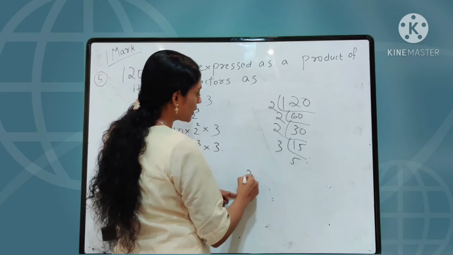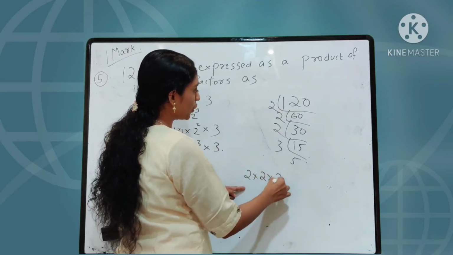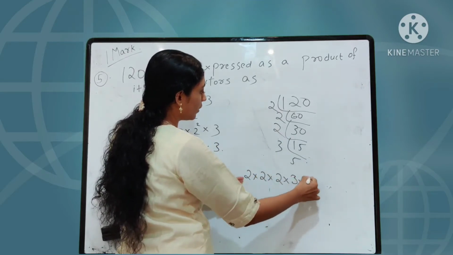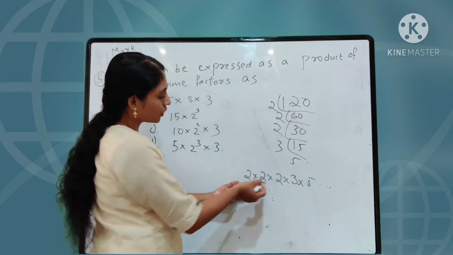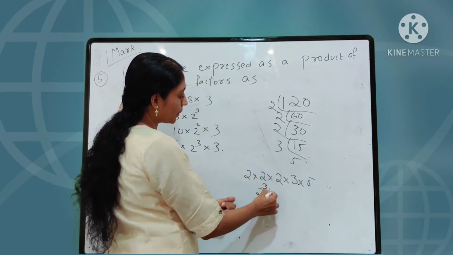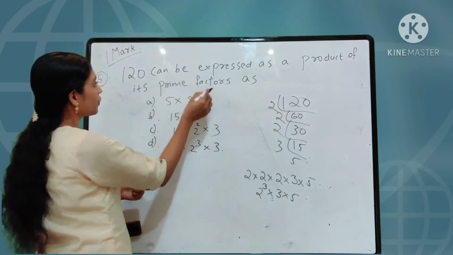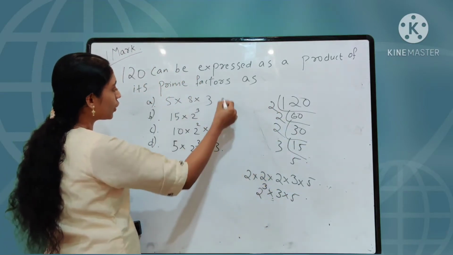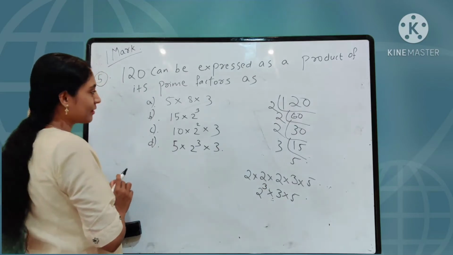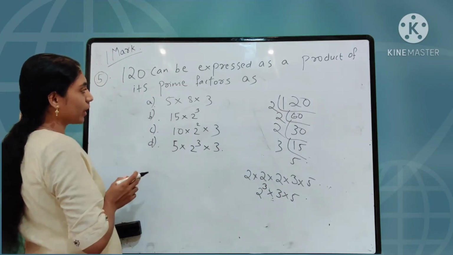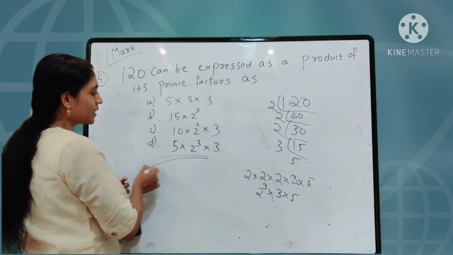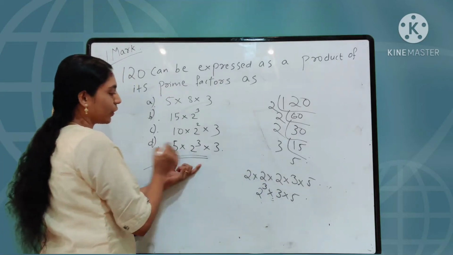So it can be written as 2 into 2 into 2 into 3 into 5, right? Is it so, friends? So this can be written as 2 cube into 3 into 5. So 120 can be expressed as a product of its prime factors as 2 cube into 3 into 5. Which option? Yes, the last option, right? 2 cube into 3 into 5.